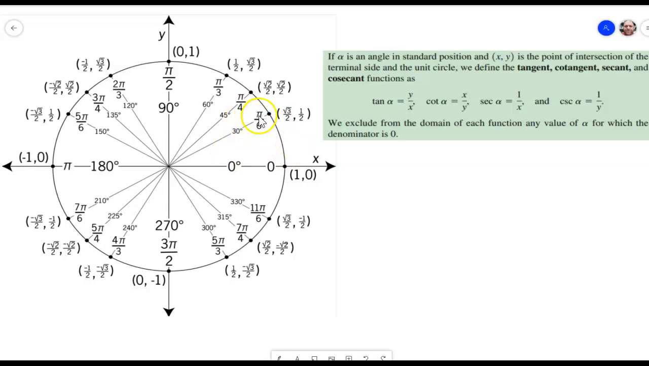So pi over 6 and 30 degrees are going to be the same angle, just like 225 degrees and 5 pi over 4 are going to be the same angle. That's pretty much what we need to know as far as building our unit circle.